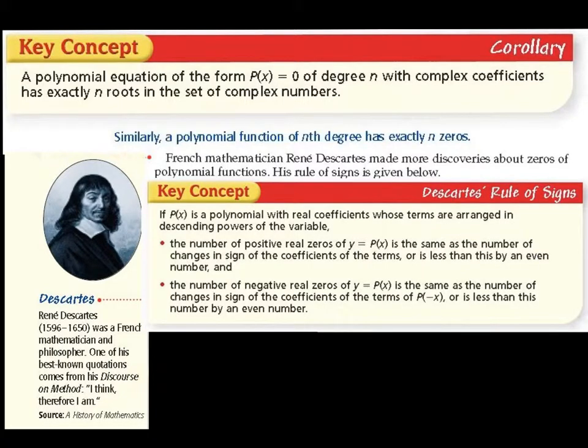If p of x is a polynomial with real coefficients whose terms are arranged in descending powers of the variable, the number of positive real zeros of y equals p of x is the same as the number of changes in sign of the coefficients of the terms, or is less than this by an even number, and the number of negative real zeros of y equals p of x is the same as the number of changes in sign of the coefficients of the terms of p of negative x, or is less than this number by an even number.